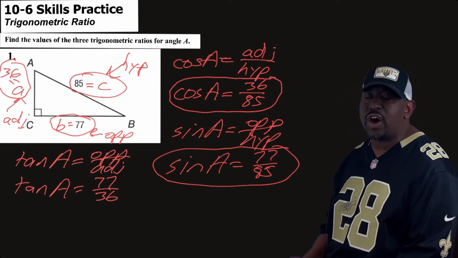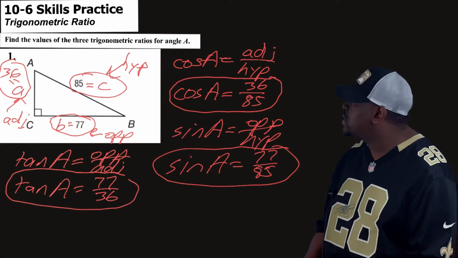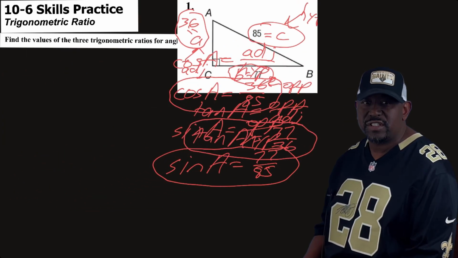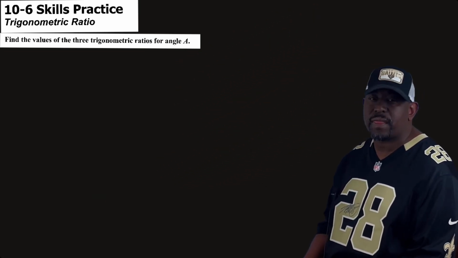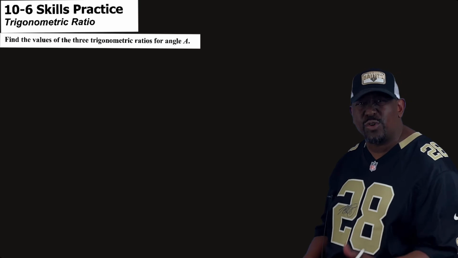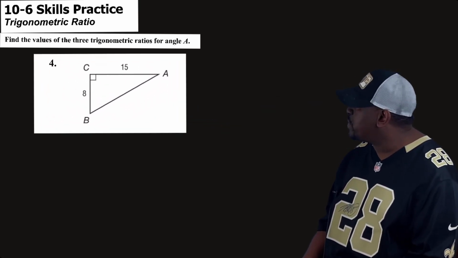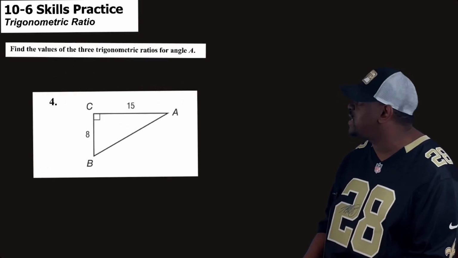And so we have solved the values of the three trigonometric ratios of angle A in this particular problem. So we're done. So we get that all out the way. And again, it takes a little while to get used to, so we're going to do a few examples. So now we're going to bring up another right triangle, expand it so everybody can see it.